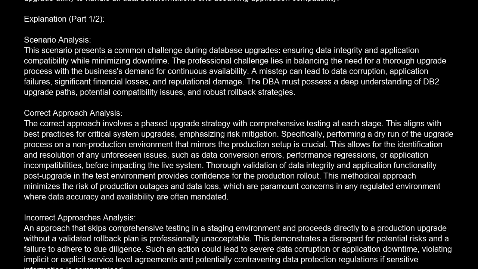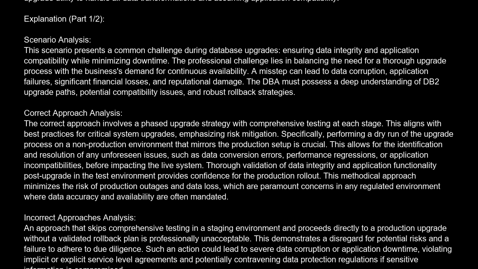Correct approach analysis. The correct approach involves a phased upgrade strategy with comprehensive testing at each stage. This aligns with best practices for critical system upgrades, emphasizing risk mitigation. Specifically, performing a dry run of the upgrade process on a non-production environment that mirrors the production setup is crucial. This allows for the identification and resolution of any unforeseen issues, such as data conversion errors, performance regressions, or application incompatibilities, before impacting the live system.